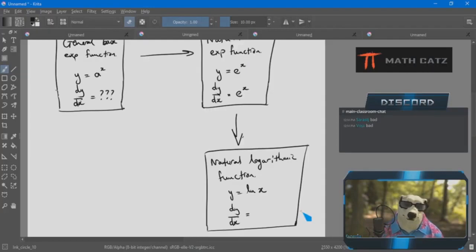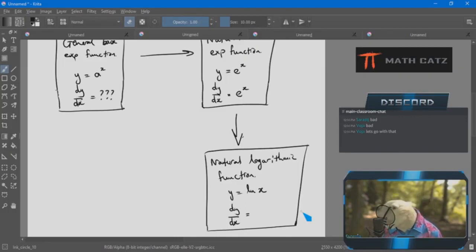The bad news is that I cannot explain why the derivative of the logarithmic function is what it is. We don't have the tools to prove it. This one is not done by way of the limit definition. It's done with other things, and we don't have those tools in our toolbox. So it's a little unsatisfying. You just have to memorize it.